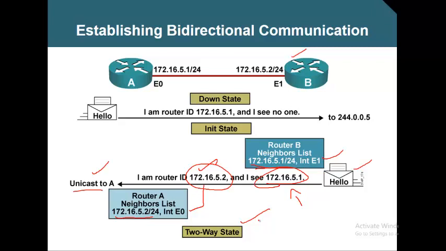Right, so two-way state is just knowing the neighbor's router ID. That's all. It's important to know what the two-way state is. In two-way state, you see, they don't share any LSDB or LSR, LSU, nothing. They know each other by name, that's all.